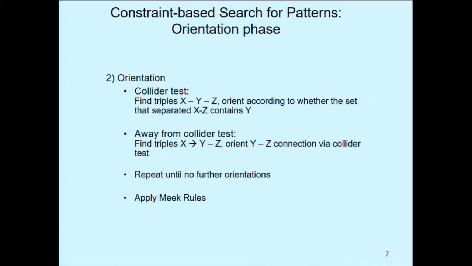That's the key question. And then there's this other test that's just incredibly beautiful and powerful, my favorite test, the away from collider orientation test, which I'll explain in a little bit of detail. And then we repeat that until there are no more orientations, and then there are these other rules I won't go into that Chris Meek came up with that make all the orientations one could possibly get out of there. So we know these rules are complete. There is no more information to be had from independence. All right, and then that's all we do. But I'm not going to go into the Meek rules, but that's an interesting topic in and of itself.